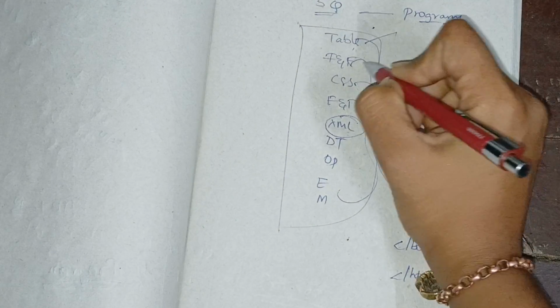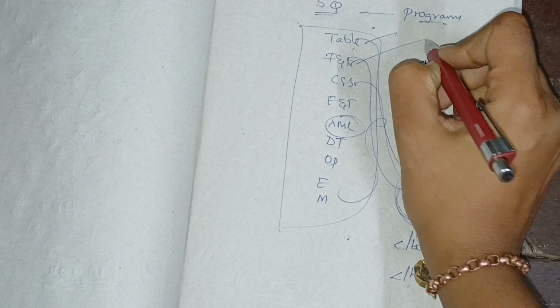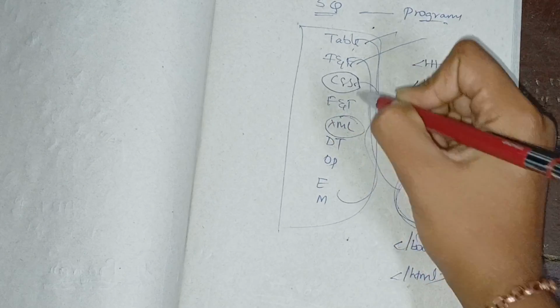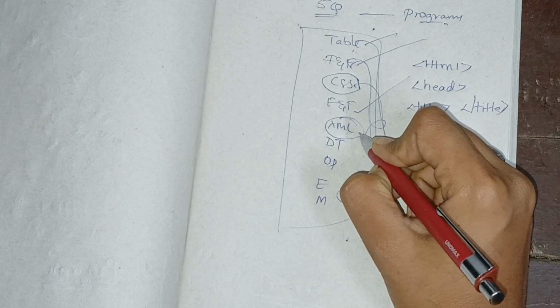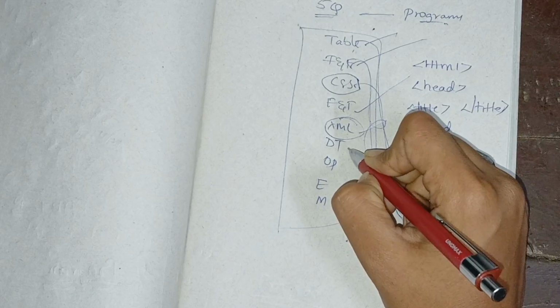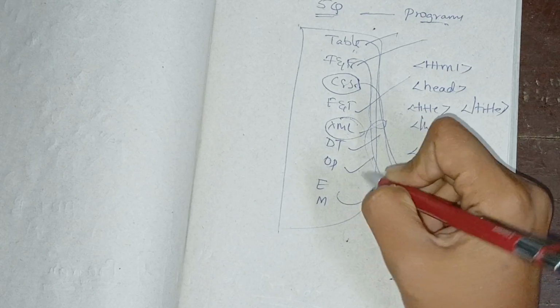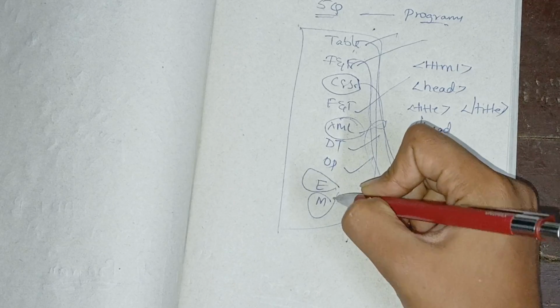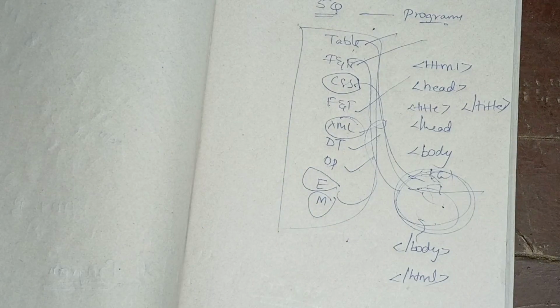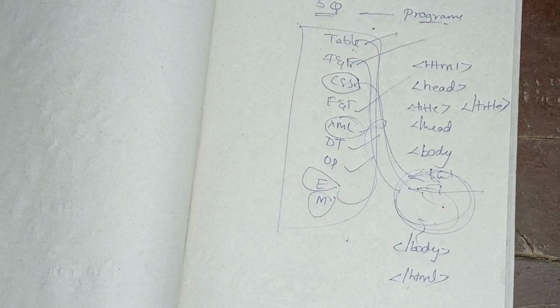Tables you have output, filters and transitions you have output, CSS you do not have, frames and forms you have, XML you do not have, data types you have, operators you have, and events and mouse you do not have output. So programming only you have. Got it? Output is also important.